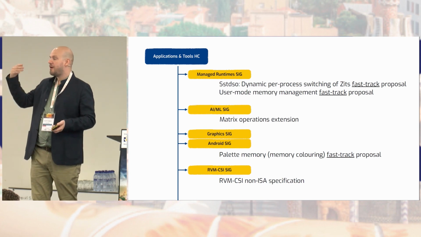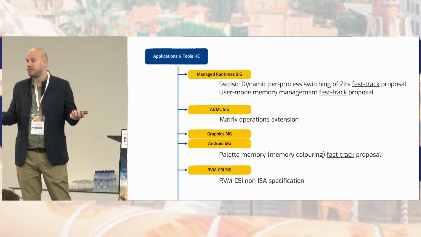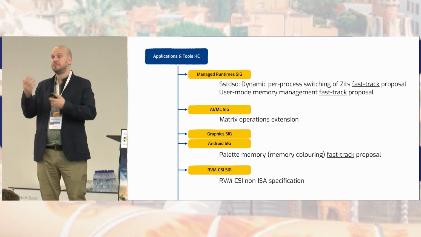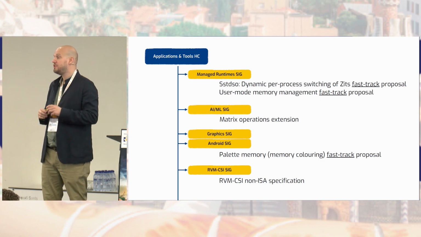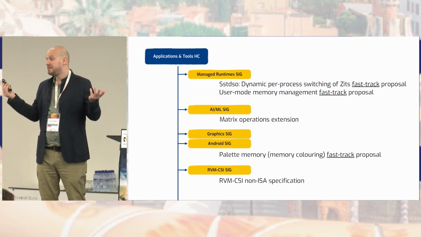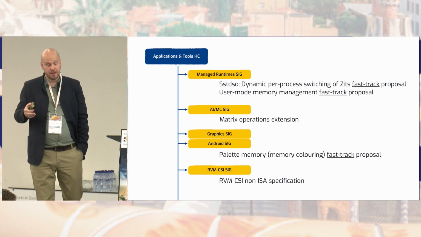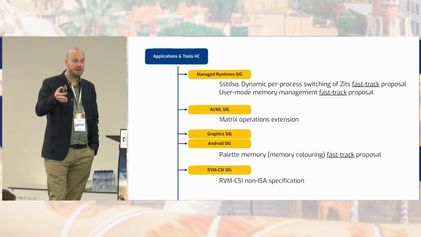So you have a memory tag. In their case, they call it coloring, they call it palette memory. It's a way to attach additional information to an address and to an address range, and then simply see who has access to it, can we access it at any given moment. Primarily a debugging tool. And finally, RVM CSI.